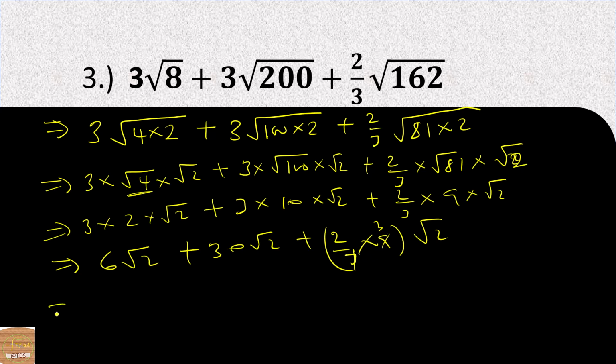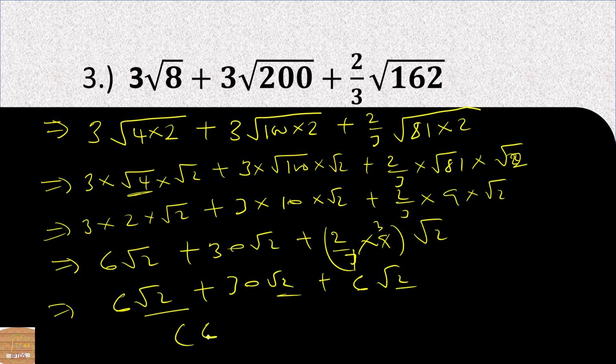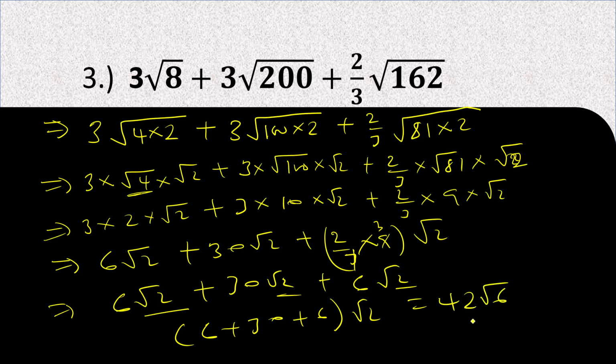So we have 6 root 2 plus 30 root 2 plus 6 root 2. So we have root 2, root 2, root 2, so we can deal with the coefficients. So we have 6 plus 30 plus 6, times root 2. So we have 36 plus 6, so 36 plus 6 will be 42. So 42 root 2, that's our answer.